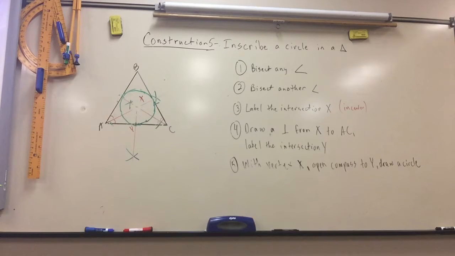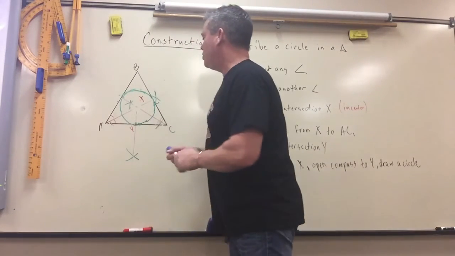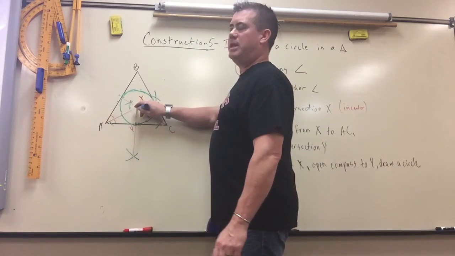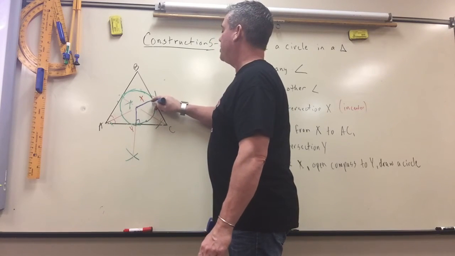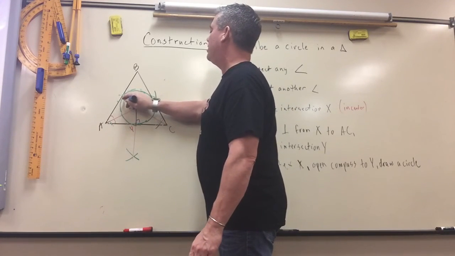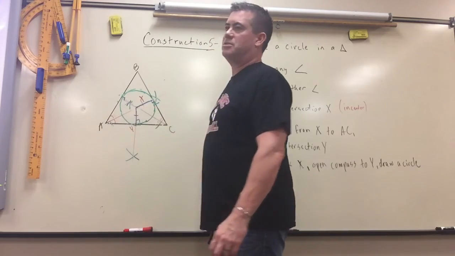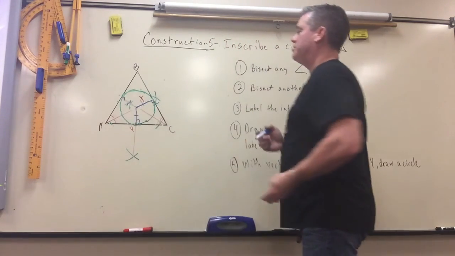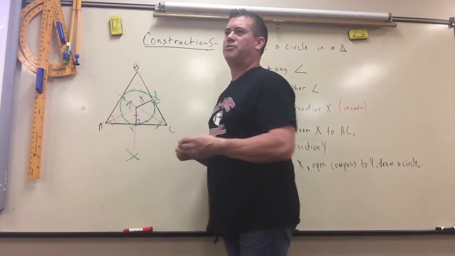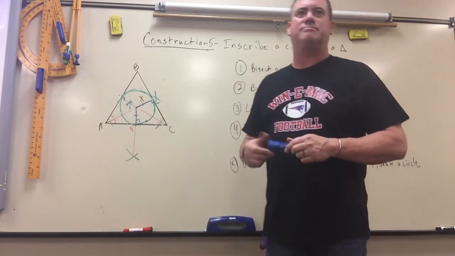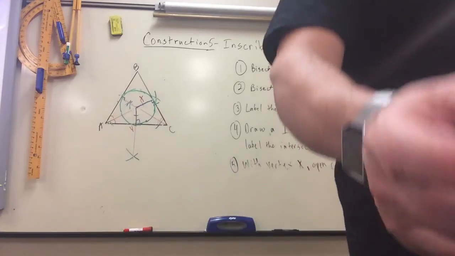So what we learned here proves that from the in-center to the sides, if we drew another perpendicular there and another one there, they would all be the same distance. So this construction proves that the in-center is equidistant from all three sides.